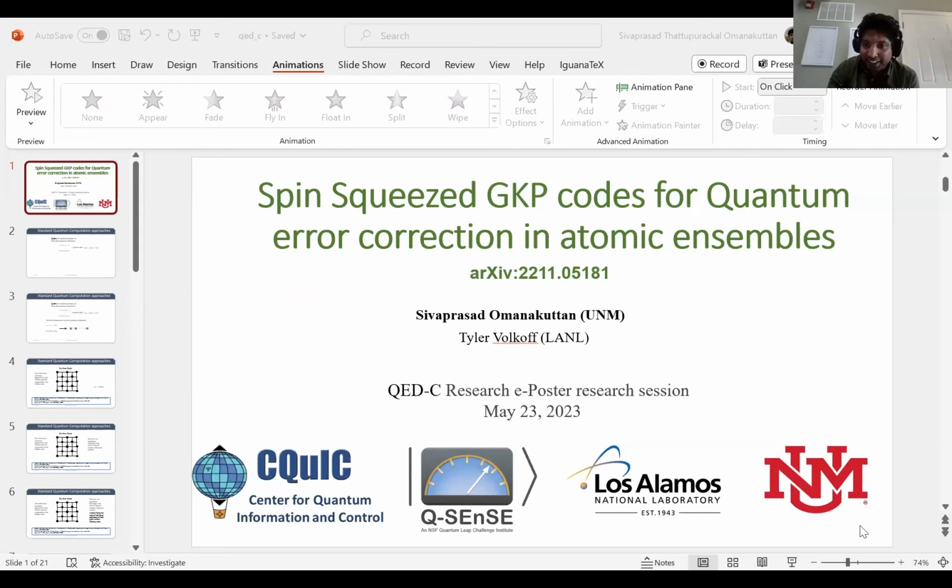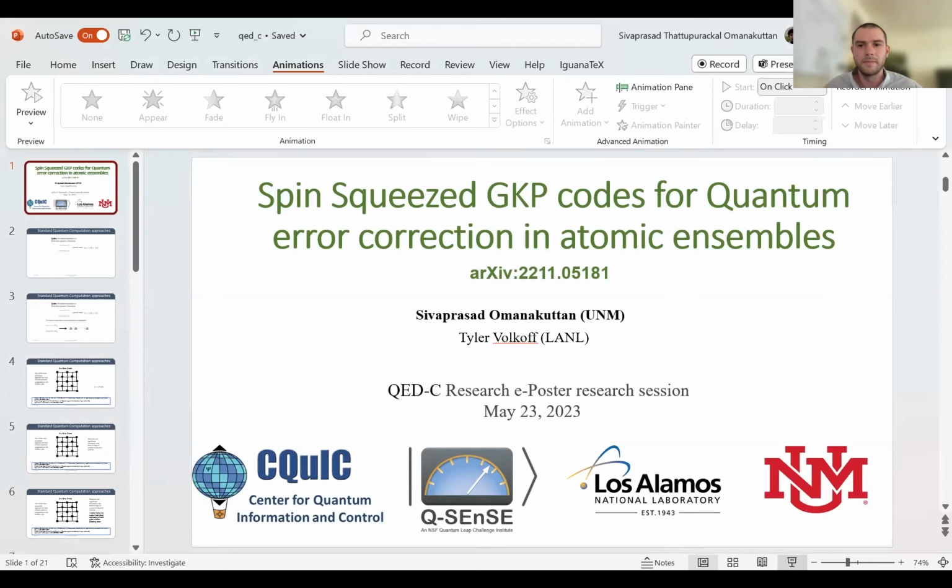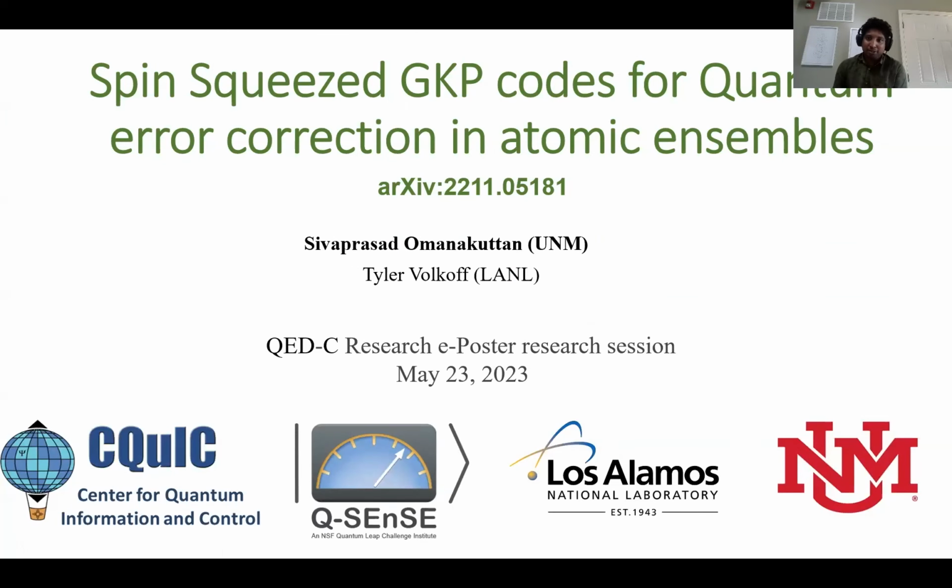I hope everyone can see the screen and can hear me. Yes, looks good. Okay. So thanks for this wonderful opportunity. My name is Siva Prasad Omanakuttan. I'm a graduate student in the group of Ivan Deutsch at University of New Mexico. So today I'm going to talk about a work I have been doing, and it's out on arXiv with a research scientist at Los Alamos National Lab. The title of my work, it's kind of big: Spin Squeezed GKP codes for quantum error correction in atomic ensembles. So we can dive into the talk.